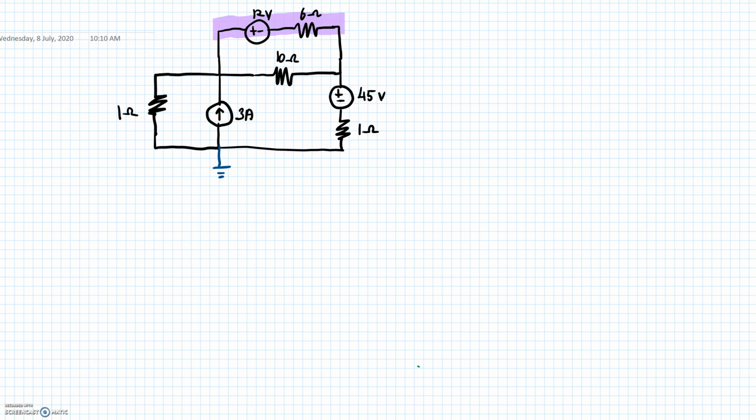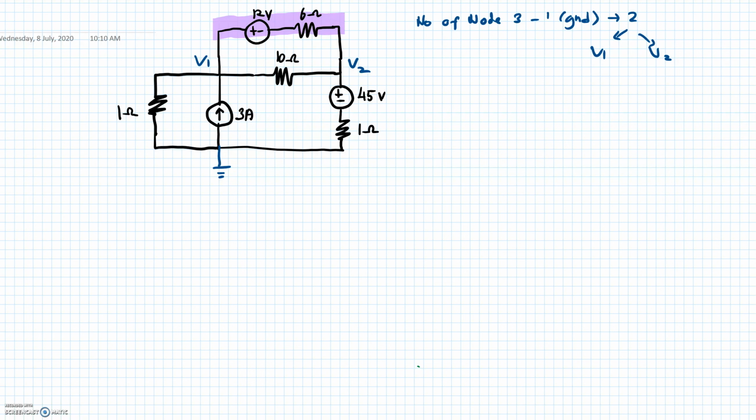And then the number of nodes is 3 minus 1 for the ground, and we are left with 2 nodes, which I choose as V1 and as V2. So here is V1 and this is V2. And then you need to do a KCL at node V1 and node V2.